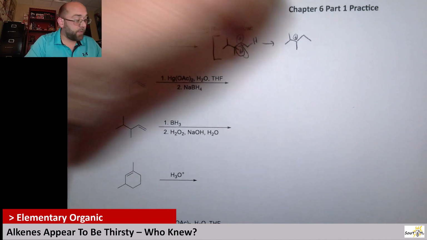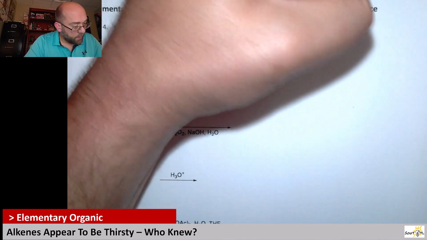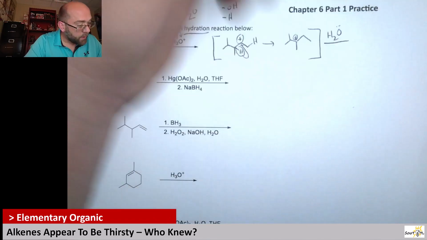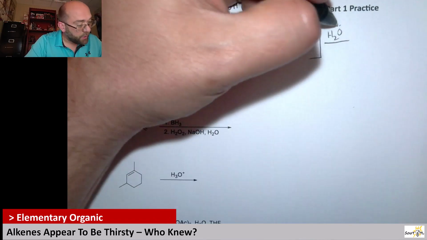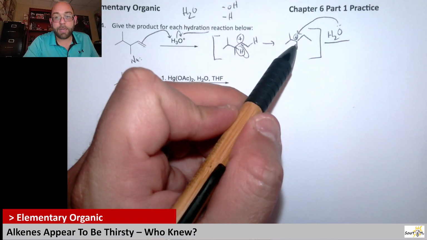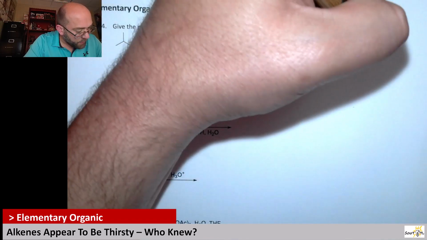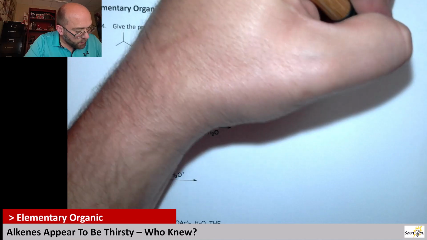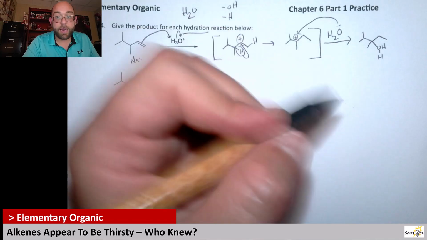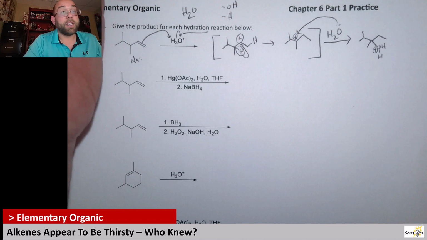At this point, water can attack, because hydronium has been deprotonated and water has a lone pair on that oxygen. So what are we going to get? We're going to get water attacking a trigonal planar carbocation, so it can attack from either side. I'm elaborating on this bond right here because the oxygen has a positive charge and it needs to be alleviated.